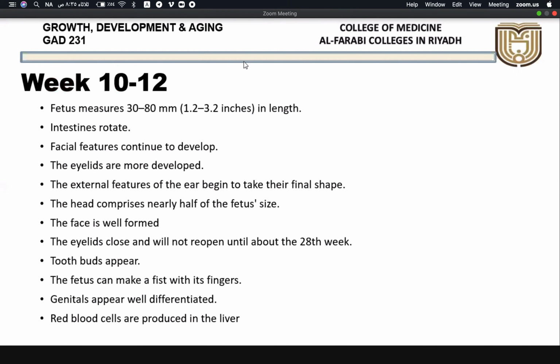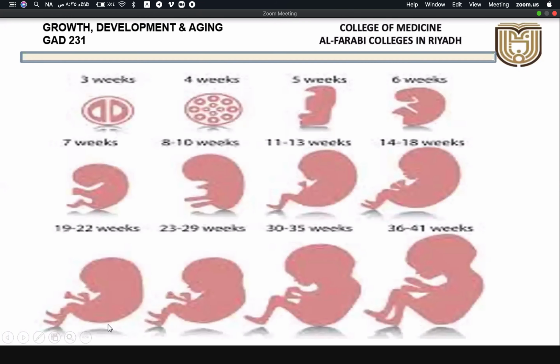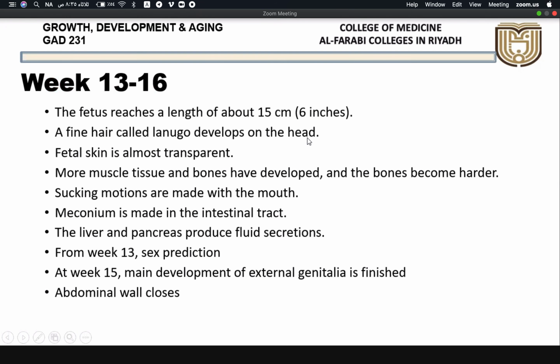By the 10th to 12th week, if you see, the facial features start appearing, then the eyelids are also developing, and there will be development of the external ear buds, as well as the face starting to form, the tooth buds are formed, the genitals start appearing, and the red blood cells are also formed. By the 13th to 16th week, it will reach almost 6 inches, and then there is formation of the first hair, that is called the lanugo hair.